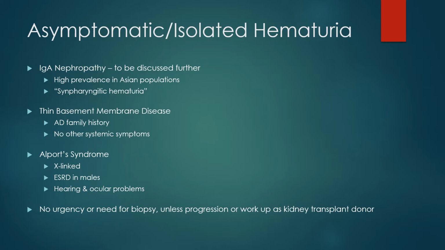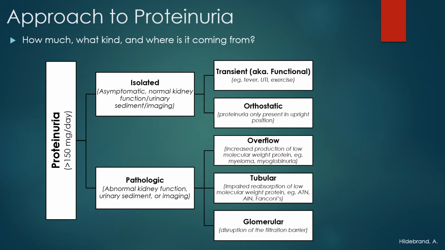In the setting of patients who have no impaired renal function, hypertension, or other systemic features, there's not necessarily an urgency to biopsy unless patients are developing progressive complications or if they're being worked up as a potential kidney transplant donor. Moving on to an approach to proteinuria, questions to have in your mind are how much proteinuria, what kind, and where is it coming from?